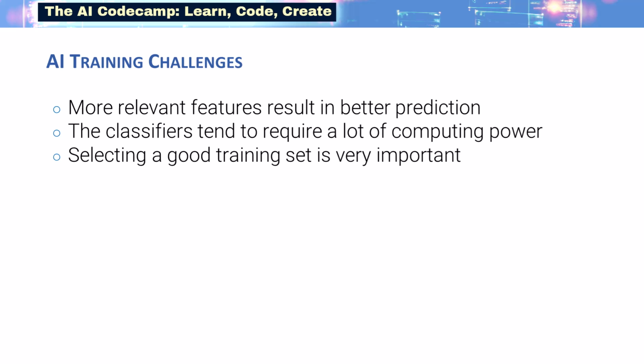So, what have we learned? More relevant features result in better prediction. Classifiers tend to require a lot of computational power. And finally, it is important to remember that selecting a good training set is very important. So spend a lot of time preparing and making sure that the training set is of high quality.